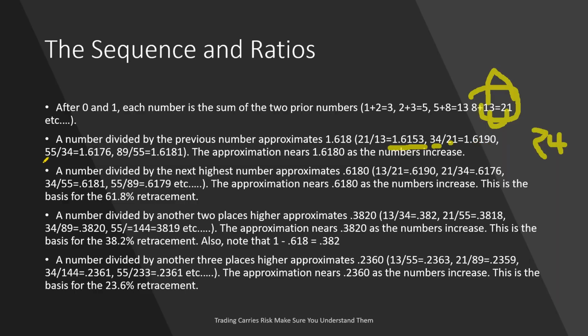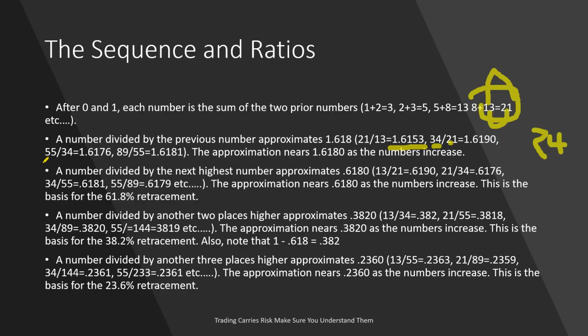If we go all the way out to the 55 and the 34, it's going to give us 1.6176. All the way out to the 89, and if we went all the way out to eternity, it's always going to give us 1.618. The approximation nears 1.618 as the number increases, and it always stays in this approximation.